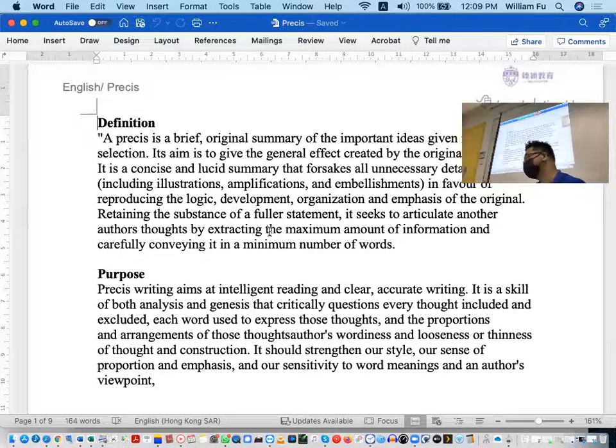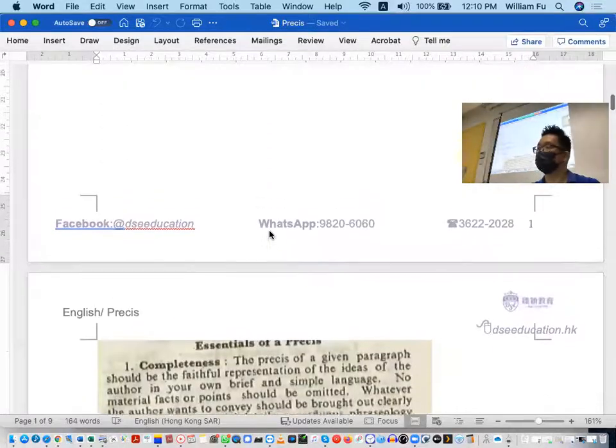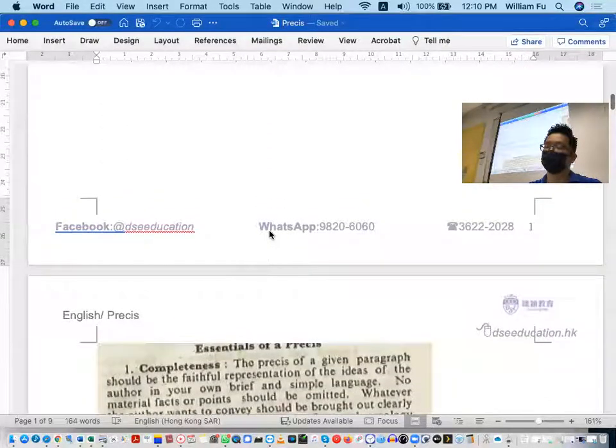What's wordiness? Yeah, too many words, just too wordy. And looseness, not carefully organized, or thinness, not really having a lot of ideas or thoughts, and construction. It should strengthen our style and our sense of proportion and emphasis, and our sensitivity to word meanings and an author's viewpoint. This is the purpose. Actually, how long should it take to complete the whole worksheet, like the one that I showed you?